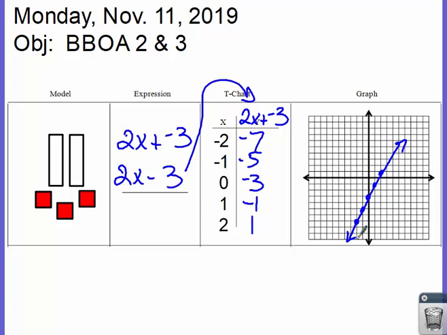What we're going to do today is I may give you any one of these 4 situations, and you have to give me the 3 that are missing. Let's see if we can do that. That's what BBOA 2 and 3 are all about. So let's see if we can go to 1.